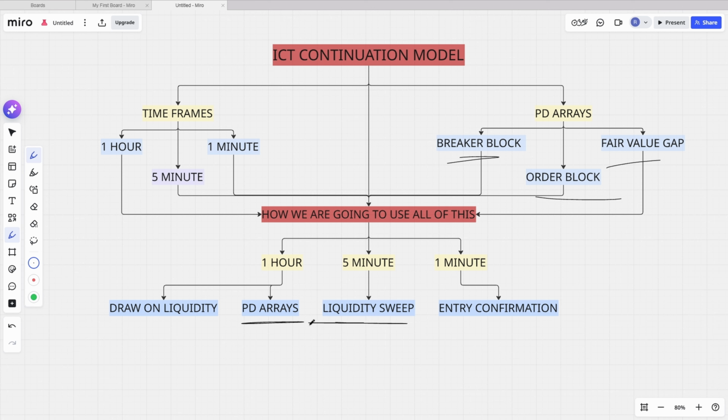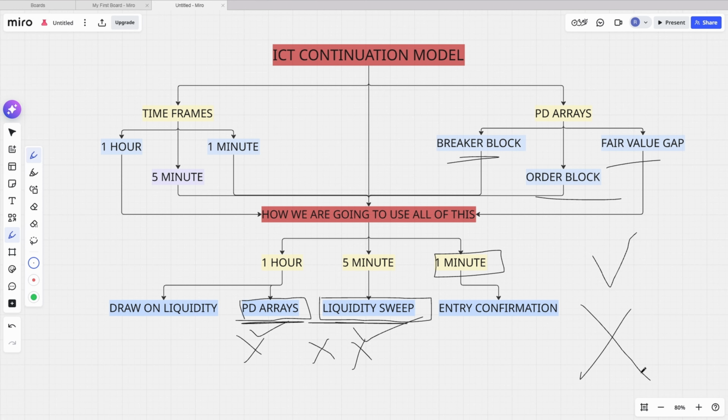There is no additional complexity introduced on the 5-minute time frame. The model does not search for entries, does not execute trades, and does not attempt to predict movement. The only responsibilities of the 5-minute time frame are the following. First, confirm that price has retraced into the higher time frame price delivery array. Second, confirm that a liquidity sweep has occurred within that area. If both conditions are met, the model prepares for execution on the lower time frame. If either condition is missing, the setup is considered incomplete, and no trade is taken.